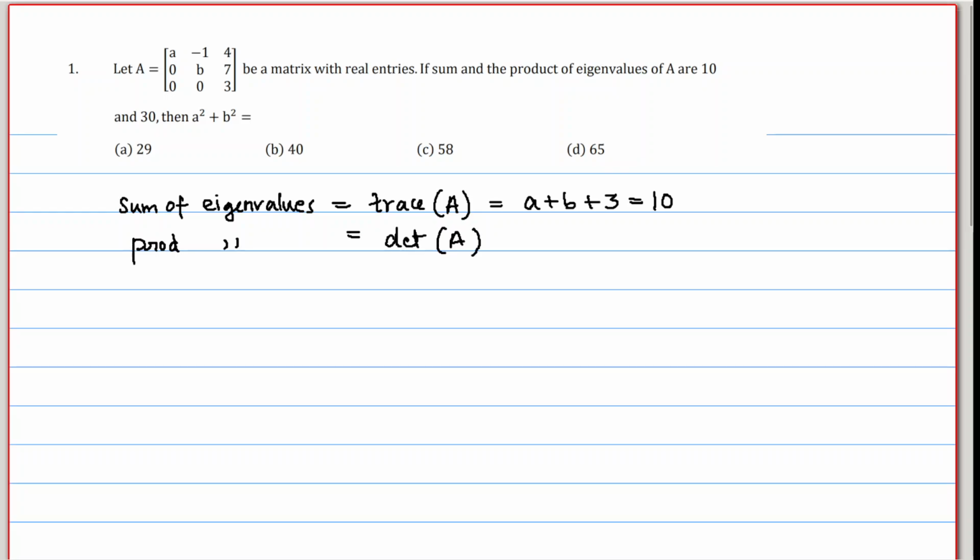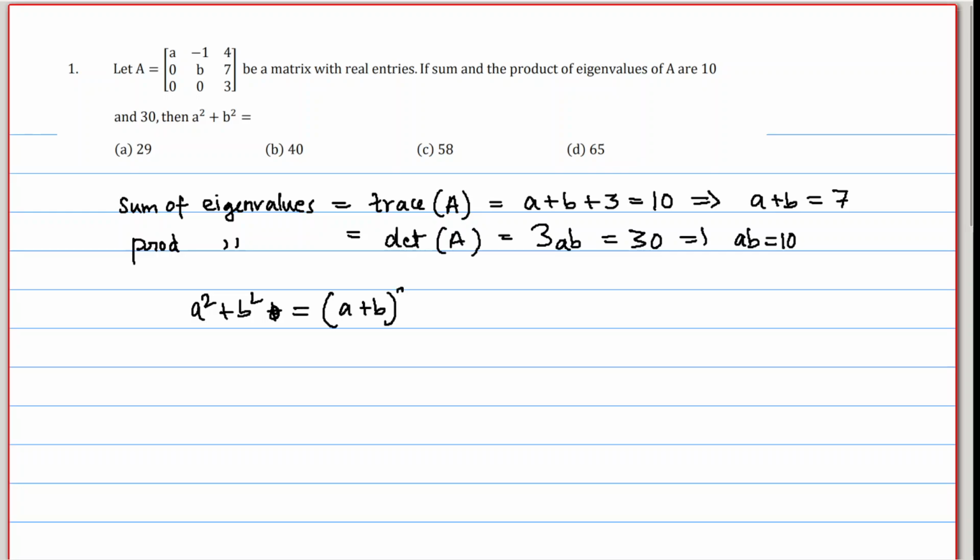Since A is an upper triangular matrix, the determinant will be 3AB, right? That is given to be 30. That means AB is 10, and this means that A plus B is 7, right? We want A square plus B square. So that is 129. Yes, this is easy.